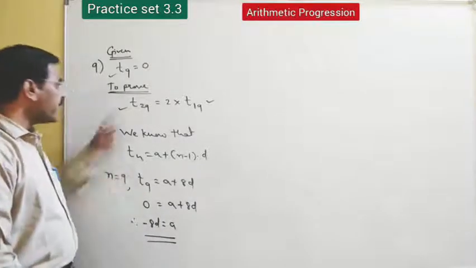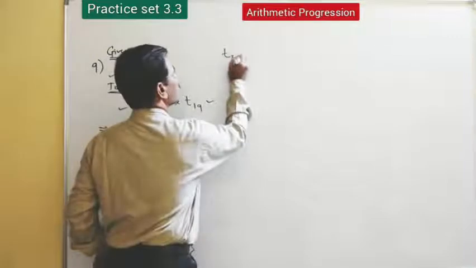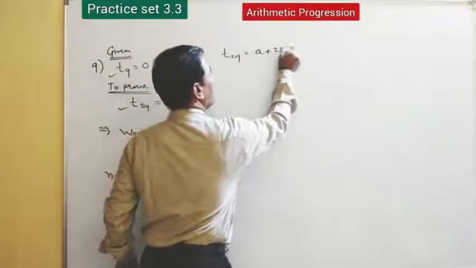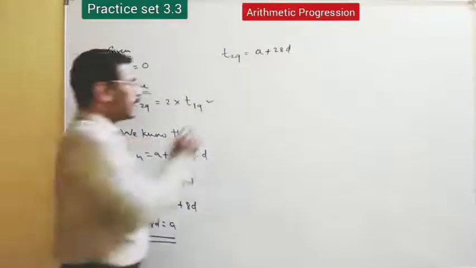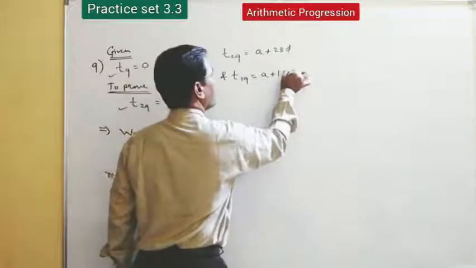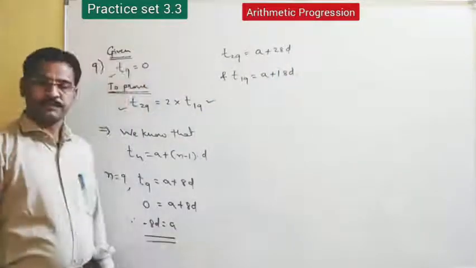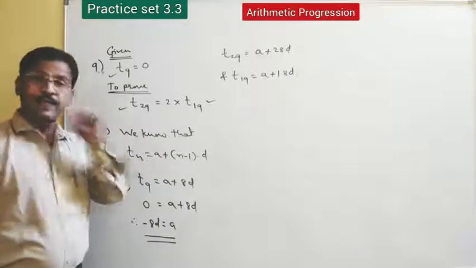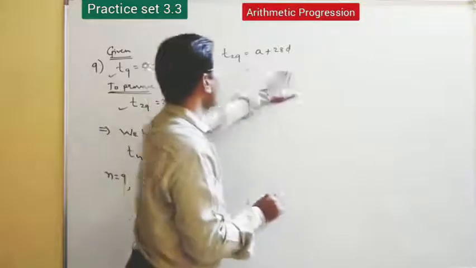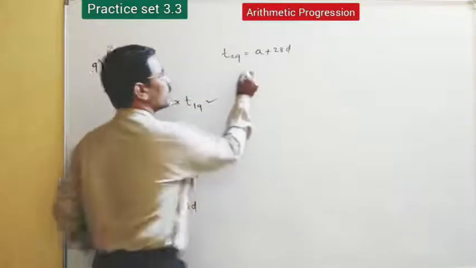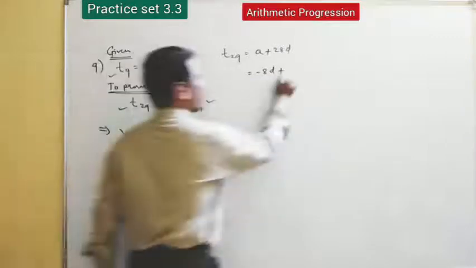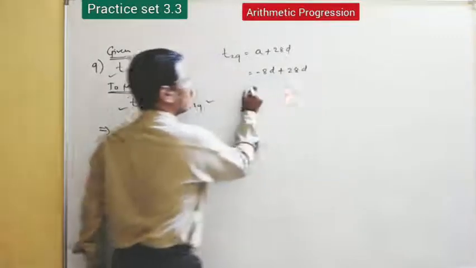Okay. Now, what we need next? T29 also. That is, I can write here a plus 28d. Is it okay? And T19 is equal to a plus 18d. Like this we can write. Okay, now look here, it is very important. So I'll put here, after this one, I'll straight put the values of a, that is minus 8d. We just find that one. Okay, which is 28d.